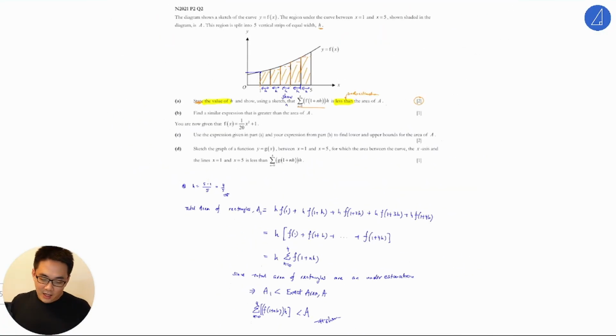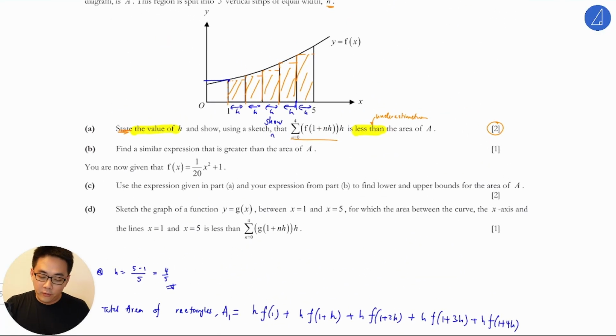So find a similar expression that is greater, an overestimation. I'll tell you why they ask this. If taking the left bound is underestimation, they want you to take the right bound. That's it. Because you're taking the left bound for underestimation, right? So they say find a similar expression. Actually, it's just prompting you to take the right bound for the height. The intention of the question is very straightforward.